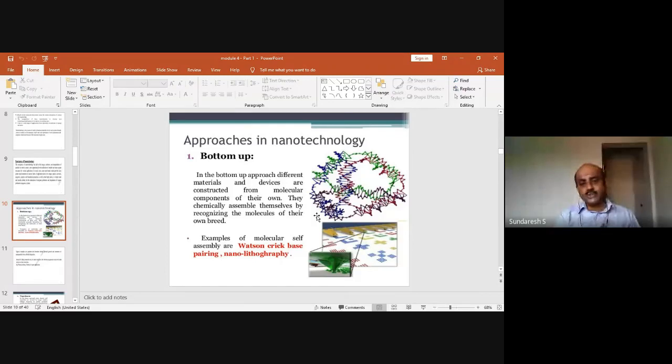There are two approaches that we generally use in nanotechnology. One is called the bottom-up approach. The second one is called the top-down approach. Bottom-up approach and top-down approach. Let us just discuss this in a few slides.